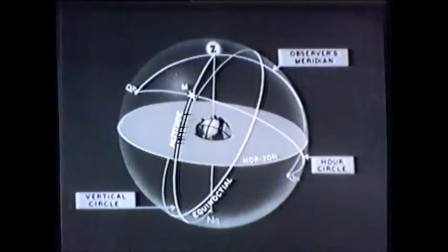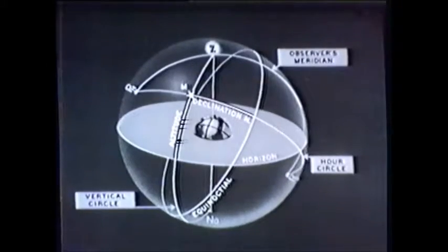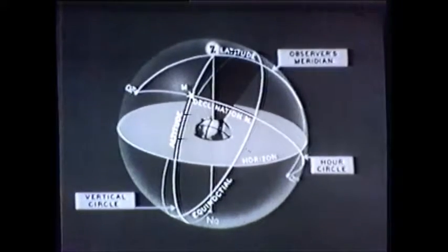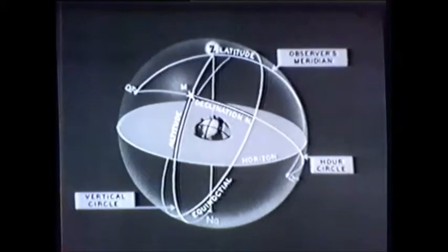However, co-declination is frequently referred to as polar distance, for, as has been shown, polar distance equals 90 degrees plus or minus declination.